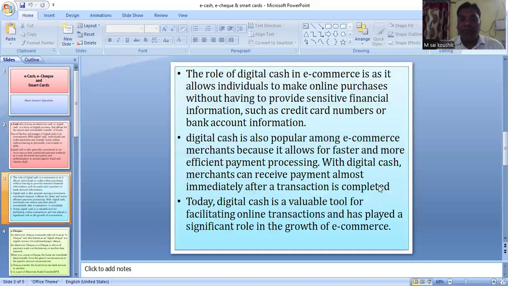So next, the role of digital cash in e-commerce is that it allows individuals to make online purchases without having to provide sensitive financial information. There is no need to leak your information. You have to simply maintain the transaction with the help of a simple online process. There is no need to type your account. You can simply use, for example, Phone Pay, Google Pay.